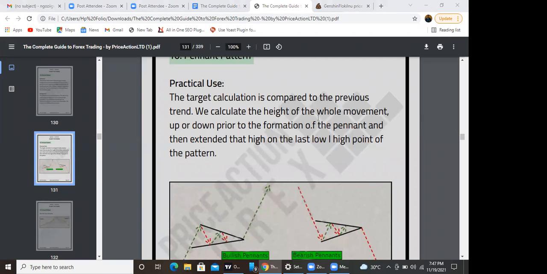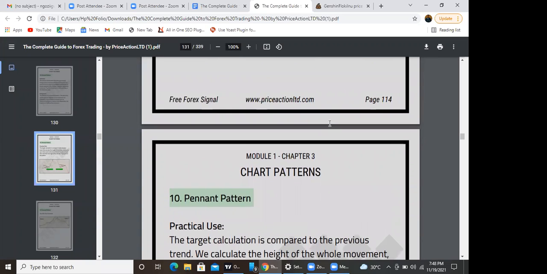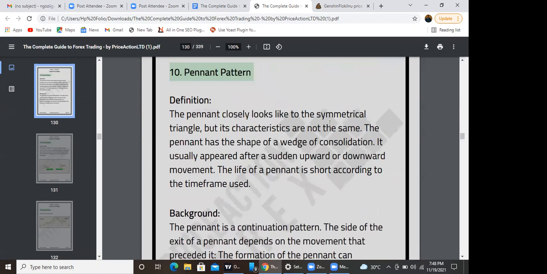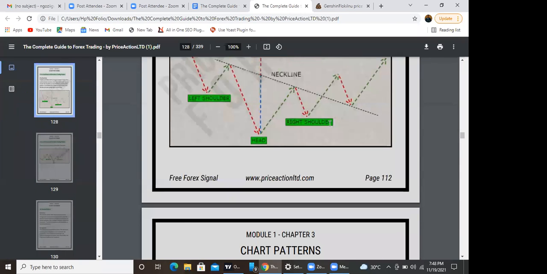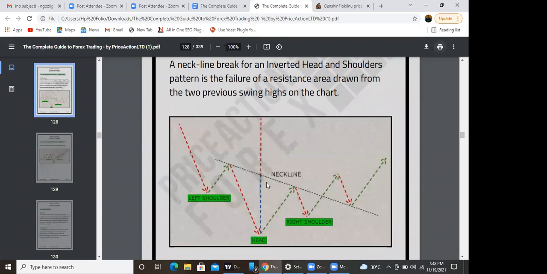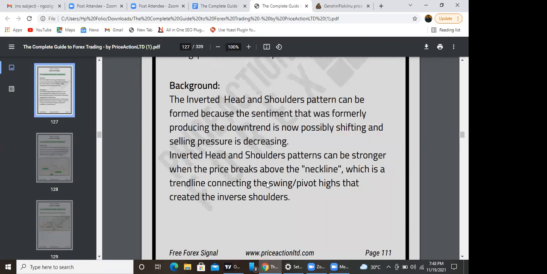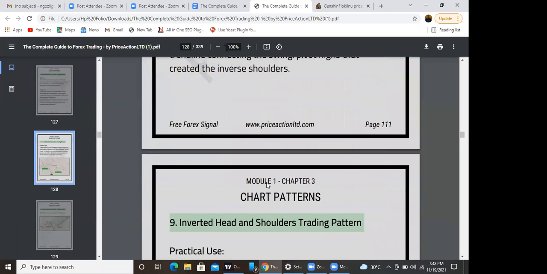In our last class, we talked about the head and shoulder trading pattern and the inverted head and shoulder trading pattern. The head and shoulder is a sell pattern, while an inverted head and shoulder, which is what we are seeing on screen now, is a buy pattern.